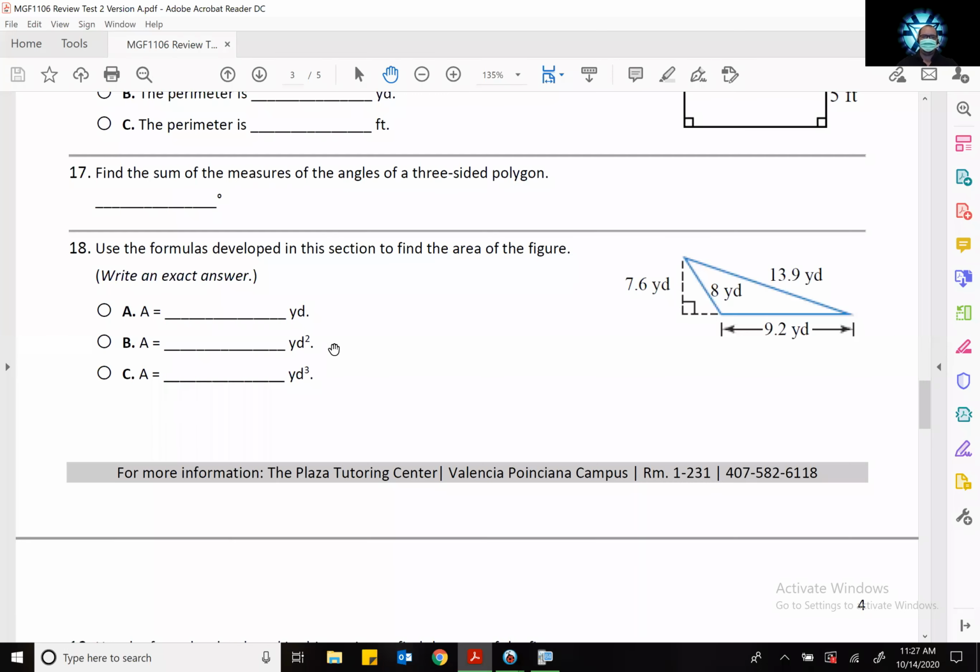Which I think on this one, which answer will we choose? A, B, or C?